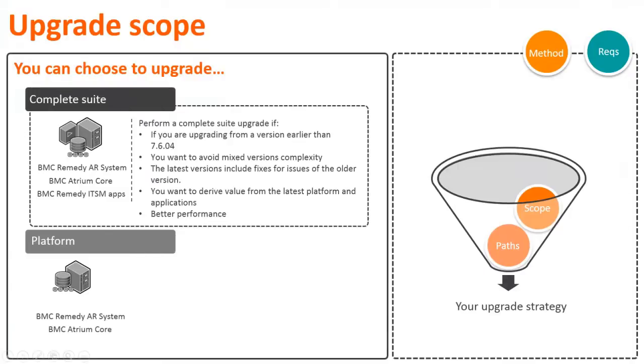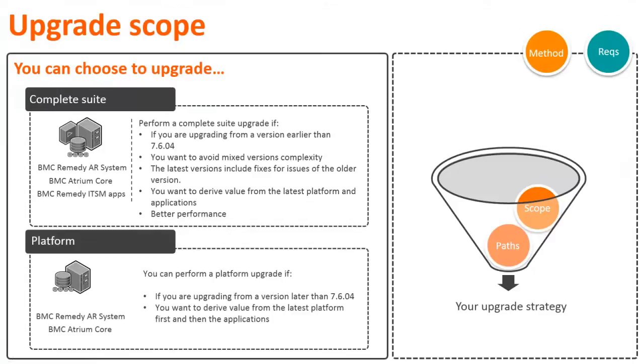You must perform a complete suite upgrade if you are upgrading from a version earlier than 7.6.04 or if you want to avoid compatibility complications. The latest versions include fixes for issues of the older versions. Also, even though platform components are backward compatible, if you want to derive value from the latest platform and applications, it is best to upgrade the complete suite. Upgrading the complete suite also helps in performance improvement.